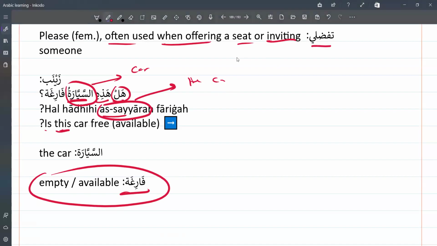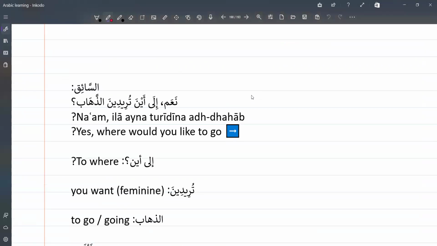So Zainab says, هل هذه السيارة فارغة? The Sa'iq says, نعم, which means yes. Then he asks, إلى أين تريدين الذهاب? إلى means to, and أين means where. Learn this phrase: إلى أين means to where.